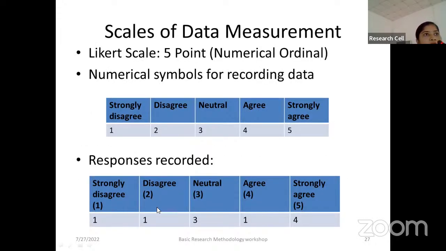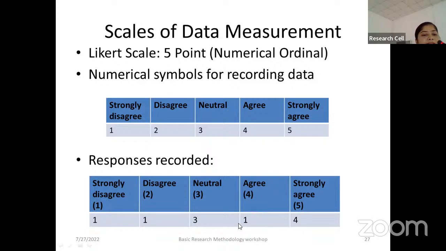Opinion-wise, if a person strongly disagrees, it's one. If a person disagrees, it's two. If a person is neutral, it's three. If the person agrees, it's four. If the person strongly agrees, it's five. These are just symbols we have given. Do they really have any standard mathematical meaning? No. The response would be recorded as: for one, one person is responding; for two, one person; for three, three people; for four, one person; and for five, four people have responded.